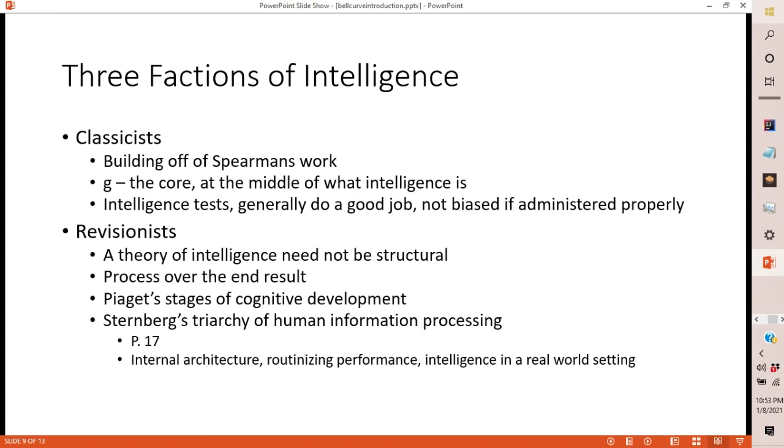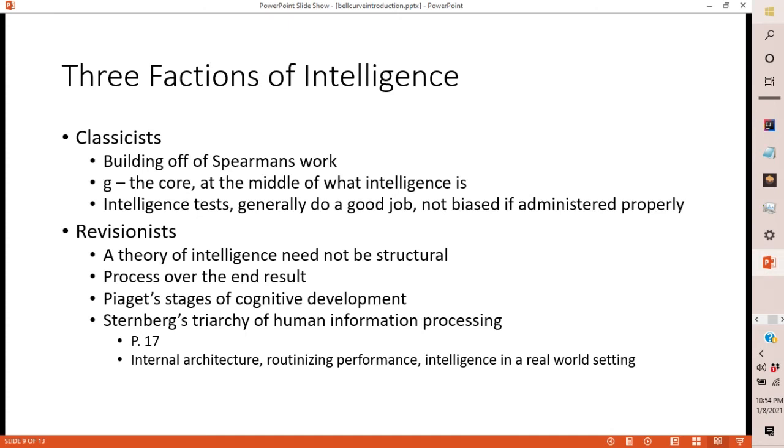And this is, where was this? Page 17, Sternberg's Triarchy of Human Information Processing. So the first part being internal architecture of intellectual functioning, the second part being routinizing performance, and the third part being intelligence in the real world in which people function.